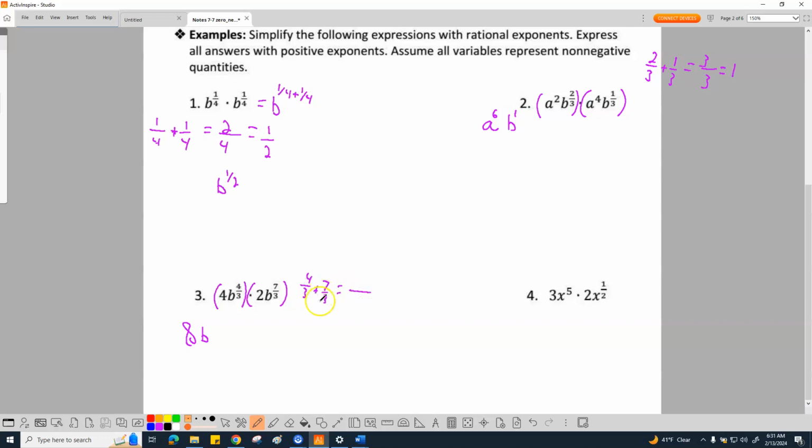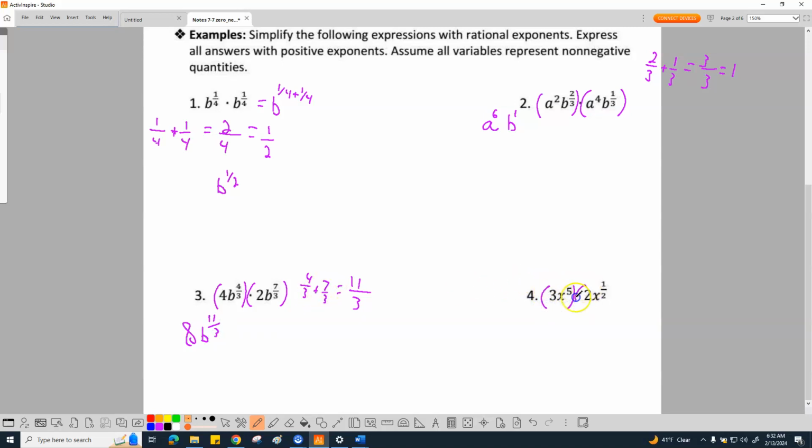I have to make sure my fractions are the same, my denominator, I mean. That stays, and then I add the top. 4 plus 7 is 11, and that cannot simplify. 11/3 cannot simplify, so you end up with 11/3 in your answer. So that's it. Let's go to number 4.